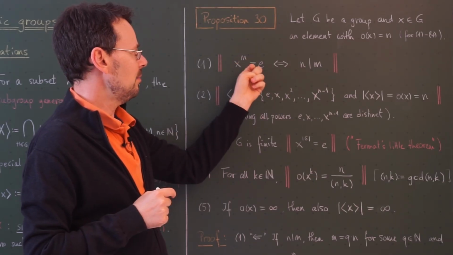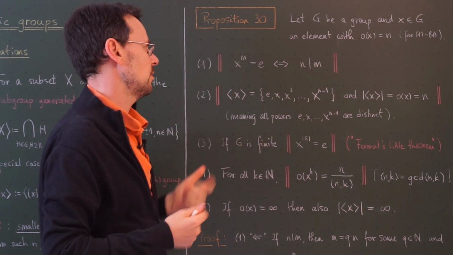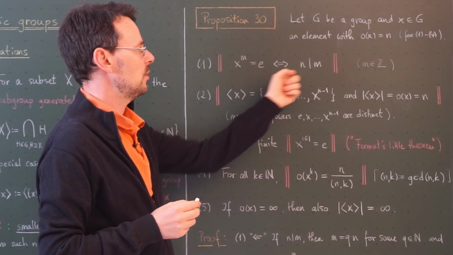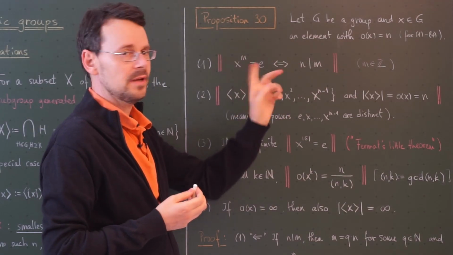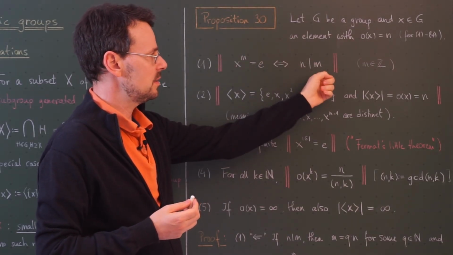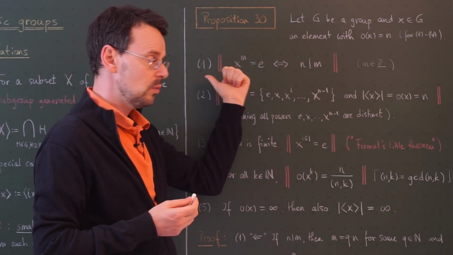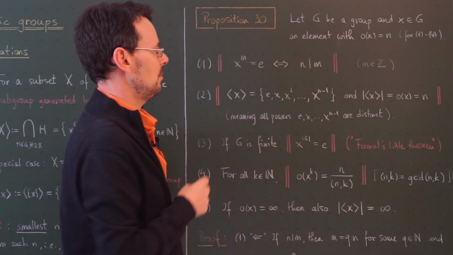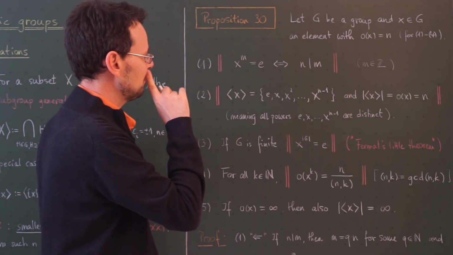Whenever x to the m is the identity, of course, m is a natural number or an integer. Whenever this is satisfied, I know that n must be a divisor of m. And if and only if, so both directions. And the other way around, if n divides m, then I know that x to the m must be the identity. Very, very important in a lot of steps.